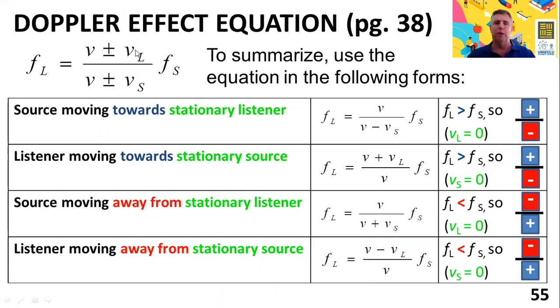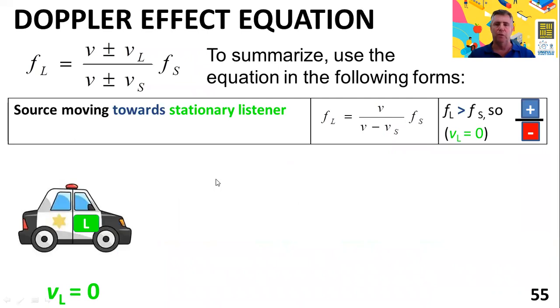And the only important thing is, are the source and the listener moving towards each other, or are they moving away from each other? Now, let's look at each of these in turn, because it'll make more sense if we do them one at a time. So the first example, a source moving towards a stationary listener. So here's our listener. It's a police car. It's stationary, so the velocity of the listener is 0. The VL is 0, and that's why at the top we've just got V, because VL disappears because it's 0.